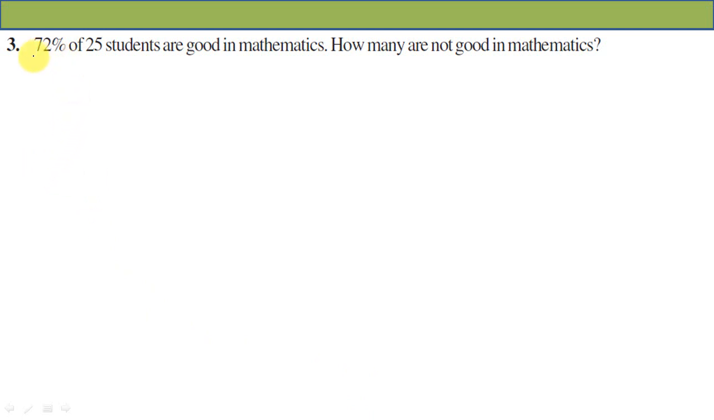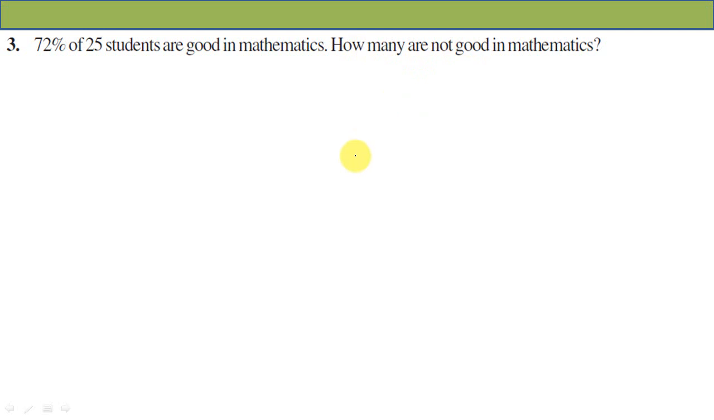72% of 25 students are good in mathematics. They are saying 72% of 25 students are good in mathematics. That means there are total how many students in the class? 25. And out of these 25 students, 72% of the students are good in mathematics. You need to find how many are not good in mathematics.